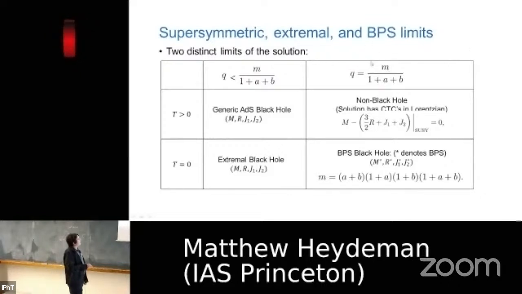The point is that in Euclidean, you are allowed to do this. But if you go to Lorentzian, this will have closed time-like curves. So maybe we throw it out of gravity.